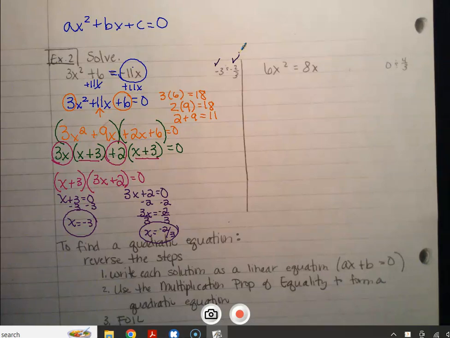All right, so let's look at the next one. 6x squared equals 8x. We kind of have that same thing. We have our equals and an 8x. We don't want that, so we're going to subtract 8x from both sides, which will leave us with 6x squared minus 8x equals 0.